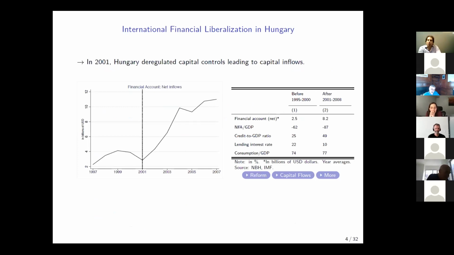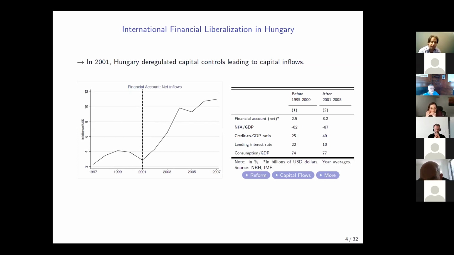So basically what you have is that in 2001, Hungary deregulated the capital controls, and that led to a lot of capital inflows. So what you have in this graph on the left here is the financial account, and what you see is an increase in net inflows by basically 4 times.